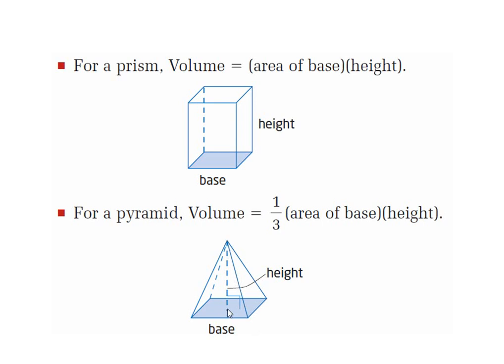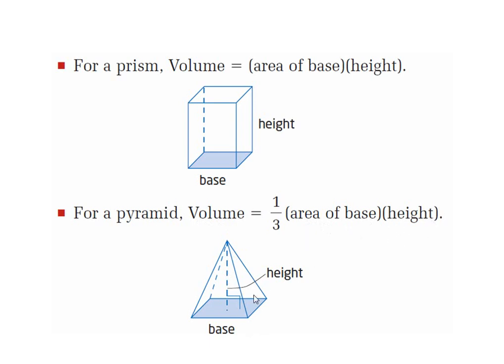And there is an imaginary height. Height is an imaginary line segment starting from the vertex, and it goes down to the center of the base. Then that is the height, and the height is perpendicular with the base. So the volume of a pyramid is equal to one third of the area of the base times the height.